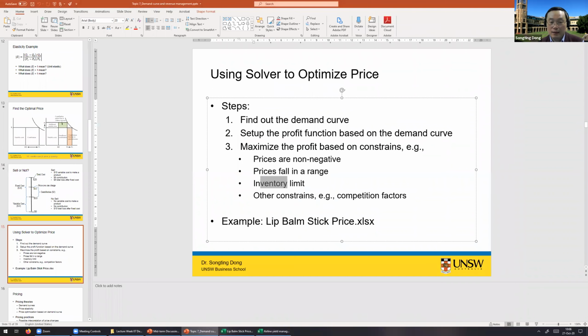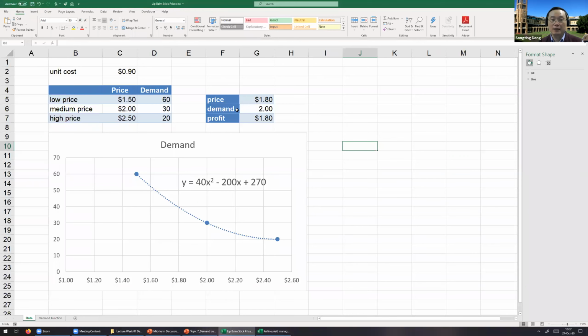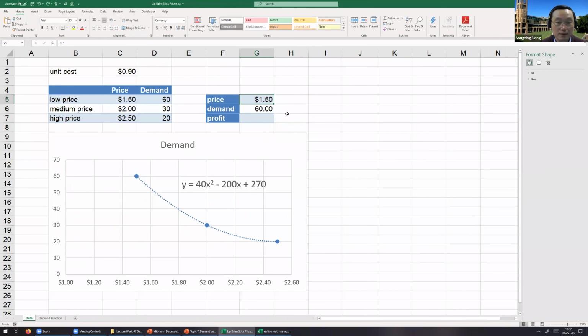Then sometimes we may have an inventory limit. For example, our demand cannot be... oh, sorry. All right, let me set up profit again. I mistakenly damaged the demand equation. The demand equation should be the same as this one. So the profit is price minus cost times demand. This makes sense.